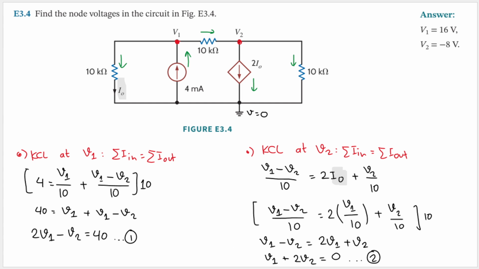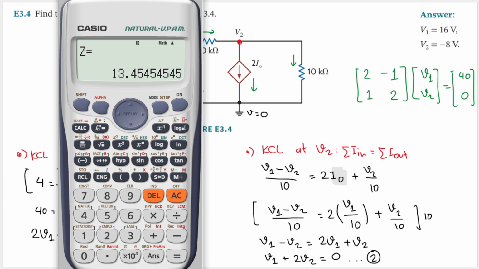We have two equations and two variables. Let's write that in matrix form. Here we will have 2, minus 1, the coefficients of the first equation, and then 1 and 2, the coefficients of the second equation, and then V1 and V2. And all of that will equal 40 and 0. Let's do this by calculator.